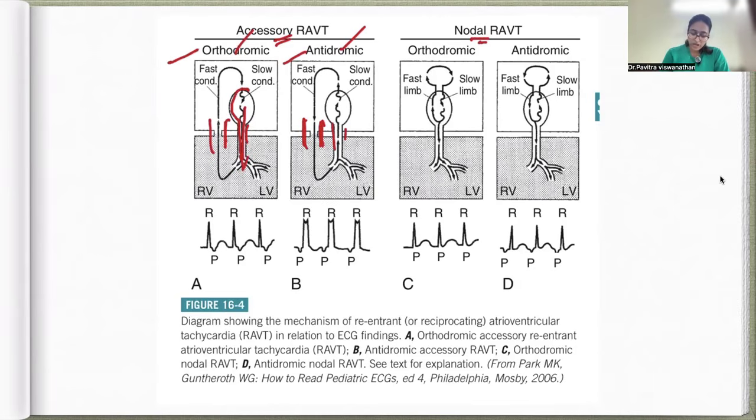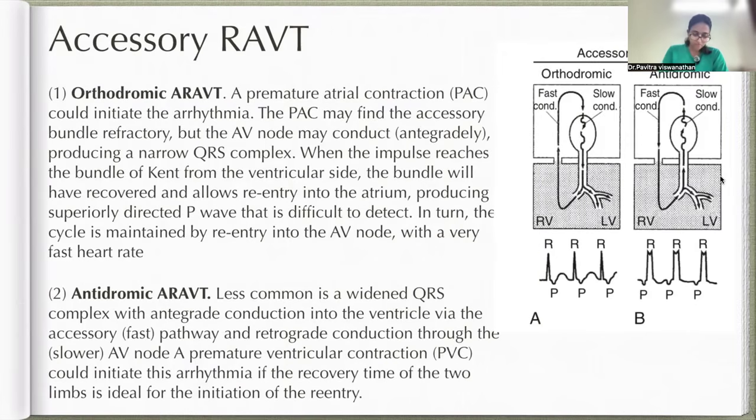For the nodal pathway, within the node itself, you have two separate paths. Here again, depending upon how your electrical activity is happening, it is named orthodromic versus antidromic, like which direction of pathway is finally entering the ventricles. So these are basically expansions of whatever is already told to you. This is accessory pathway reentrant supraventricular tachycardia; orthodromic and antidromic just mean the direction in which it is happening.